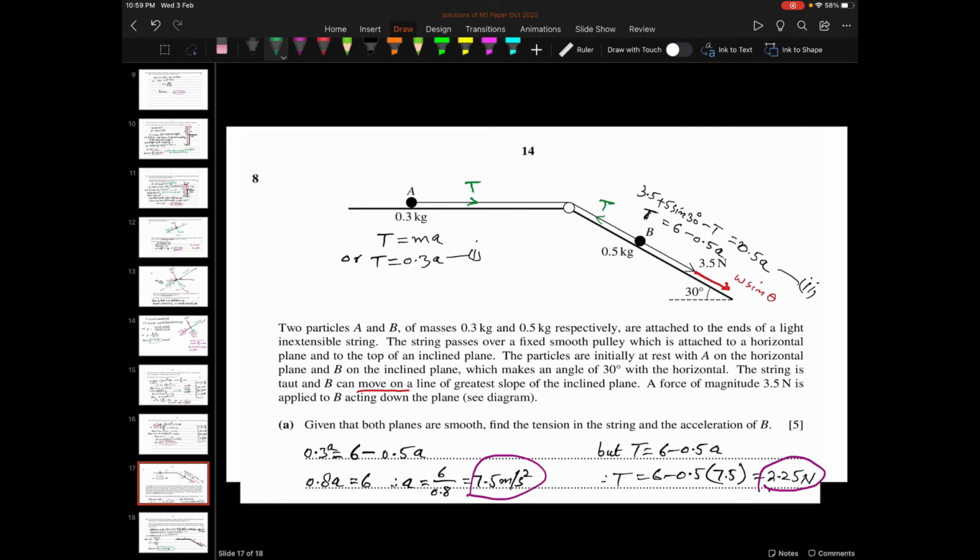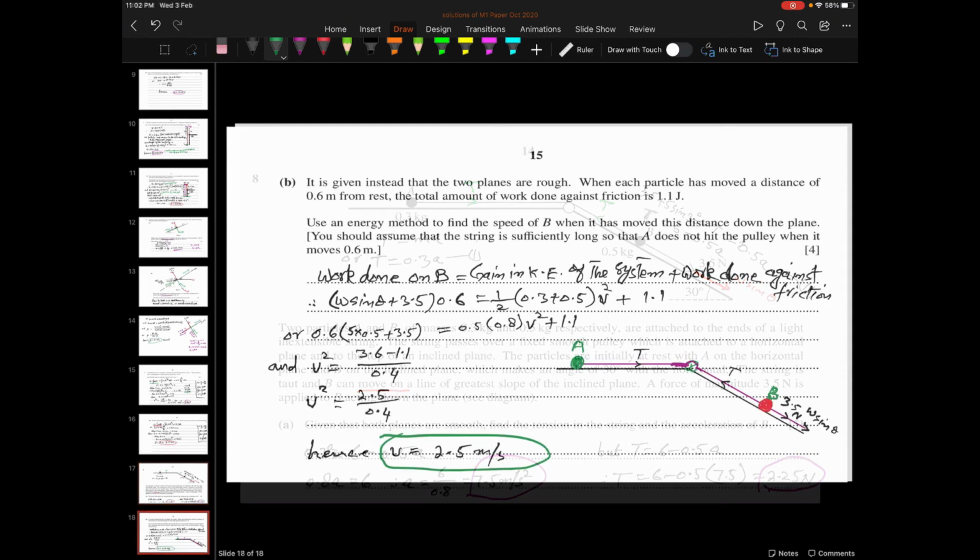But T is equal to 6 minus 0.5a. Now substitute the value of a in the equation. We have T is equal to 6 minus 0.5 multiplied by 7.5, which is equal to 2.25 Newton, which is the value of the tension produced in the string.